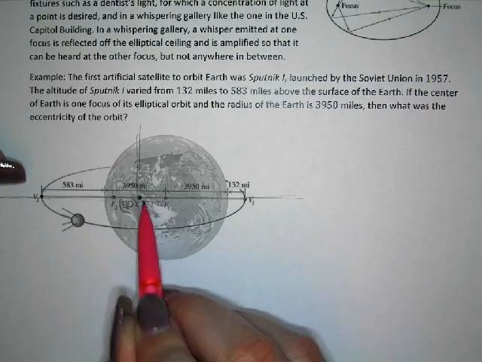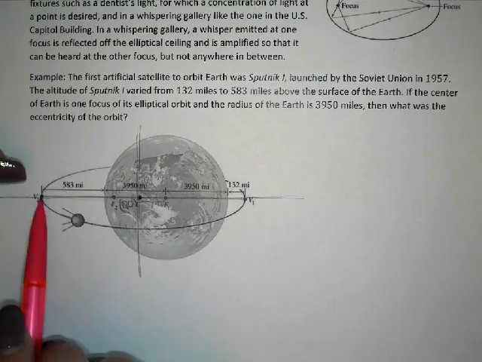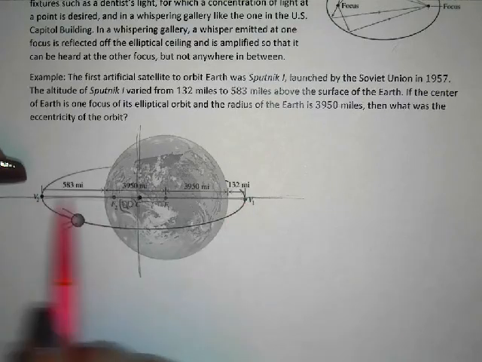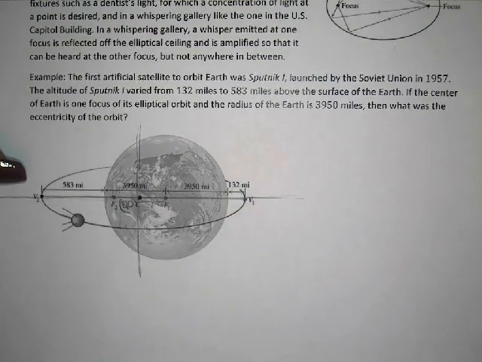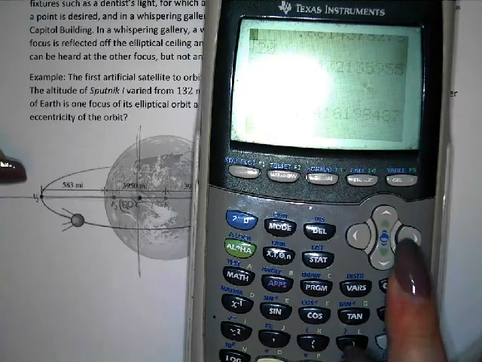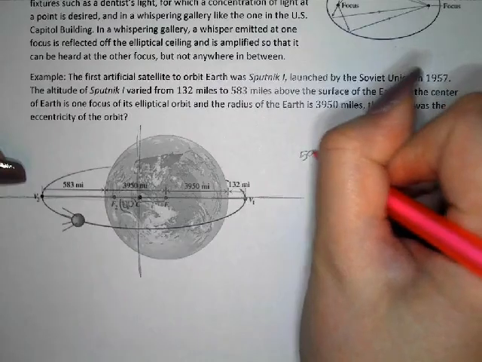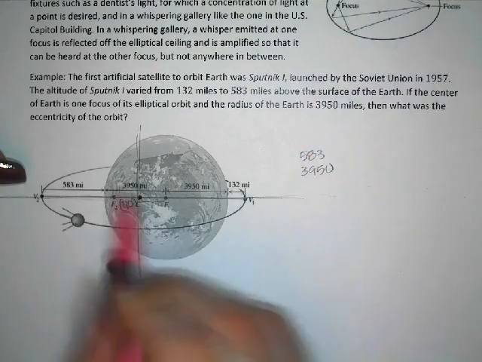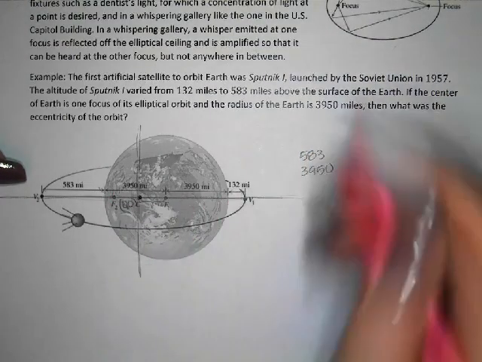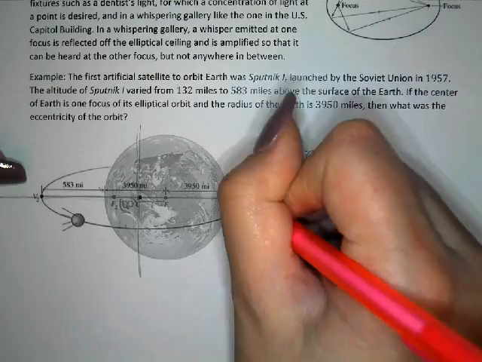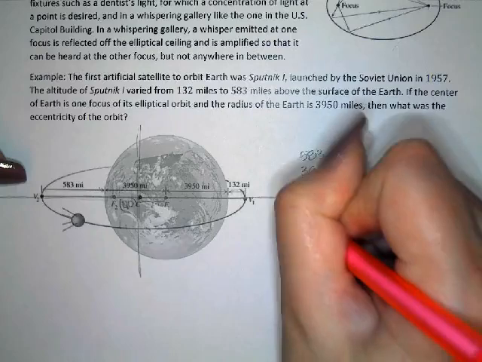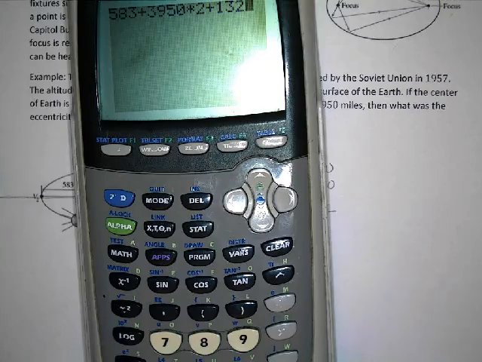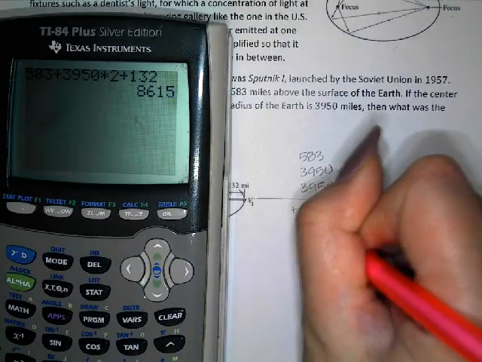This is one edge of the orbit. This is the other edge of the orbit. So we can see what that whole width of the ellipse is, and I'm going to figure out what that number is. We've got 583 miles, then 3,950 for one radius of the Earth, 3,950 for the other radius of the Earth, and then the 132. So 8,615 is that entire length all the way across.